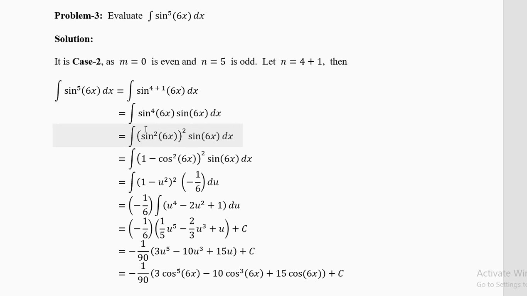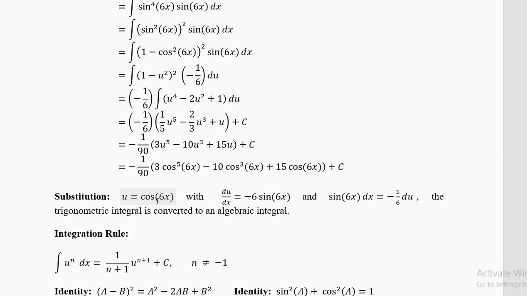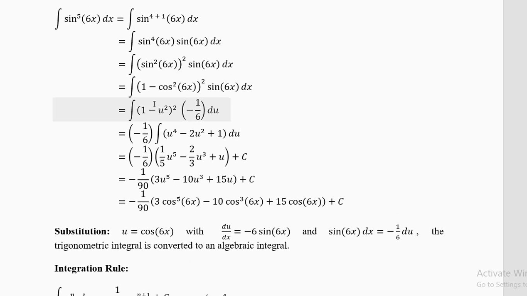So sine power 4 is sine square, square. You'll get 1 minus cos square whole square. Now put the substitution u equal to cosine 6x. You'll get sine 6x dx equal to minus 1 by 6 du. Now start substitution. You'll get 1 minus u square whole square into bracket minus 1 over 6 du.